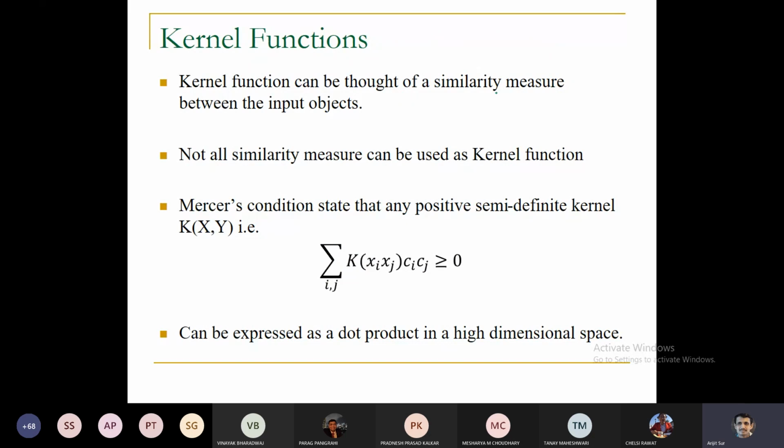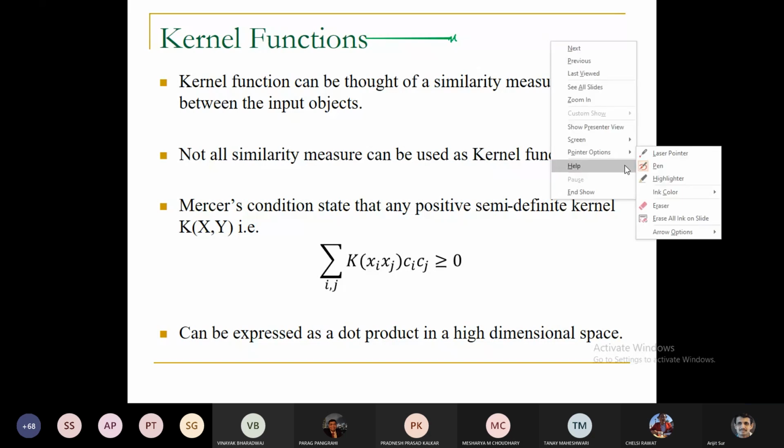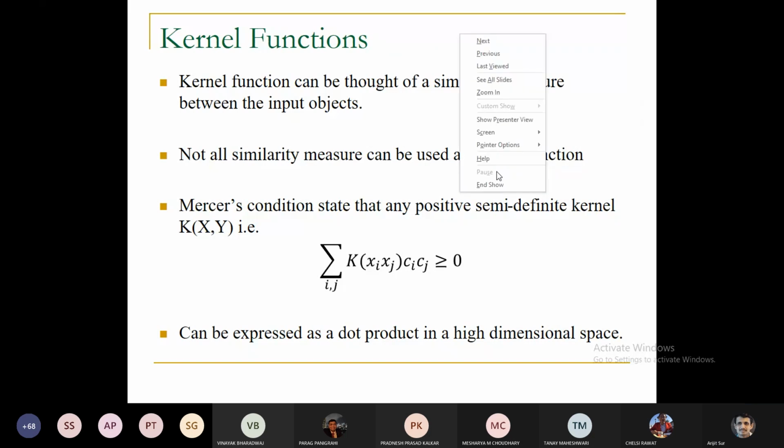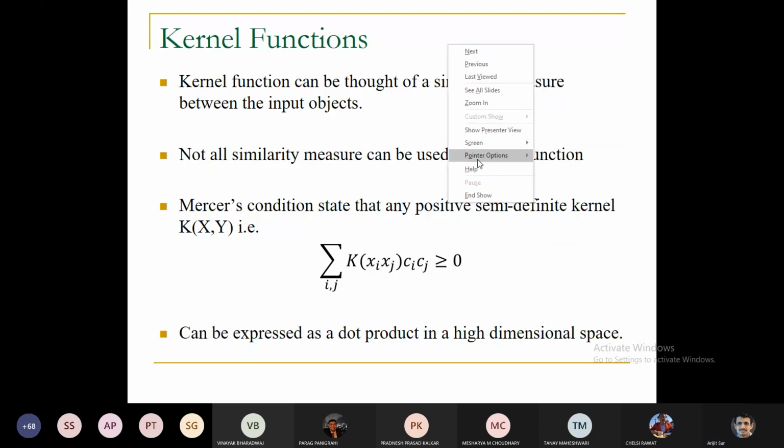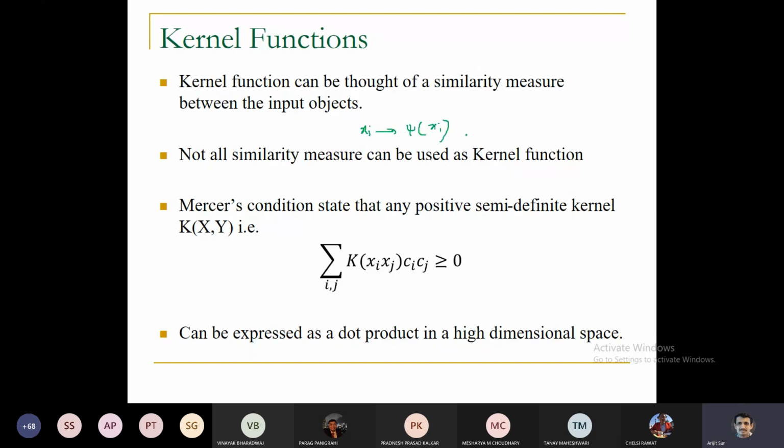A kernel function can be thought of as a similarity measure between the input objects. So the input objects are basically this: it is a mapping from xi to phi of xi. Not all similarity measures are kernel functions, definitely. Because we have to have phi of xi, that is the basic thing.